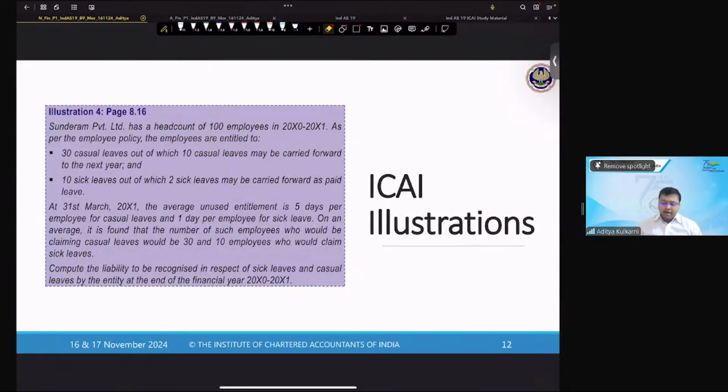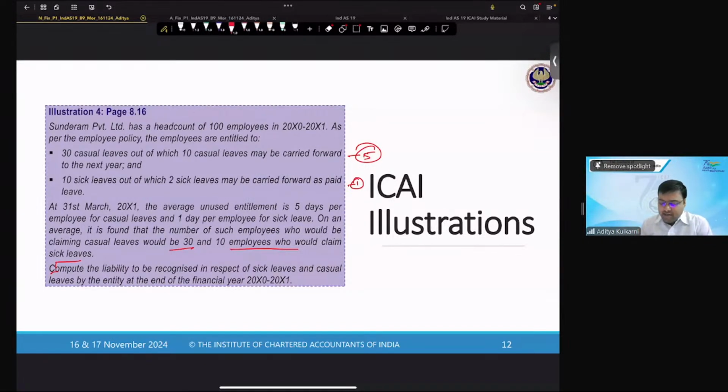This is a very simple question. Sundaram has a headcount of 100 employees. As per the policy, the employees are entitled to 30 casual leaves, out of which 10 casual leaves may be carried forward to the next year, and 10 sick leaves, out of which 2 may be carried forward to the next year. At 31st March X1, average unused entitlement is 5 days for casual leaves and 1 day for sick leave. On an average, it is found that the number of such employees who would be claiming casual leaves would be 30 and 10 employees who would claim sick leaves. So compute the liability to be recognized in respect of sick leaves and casual leaves by the entity at the end of financial year X0, X1.